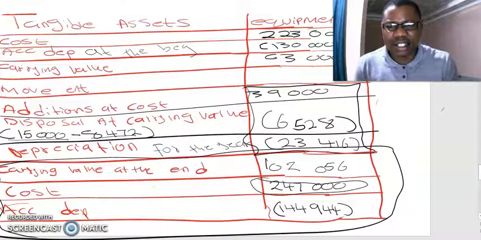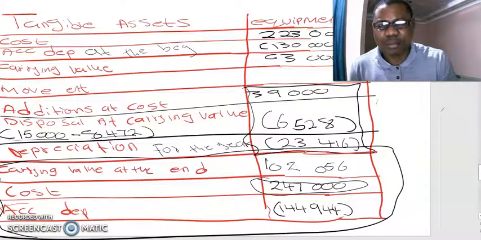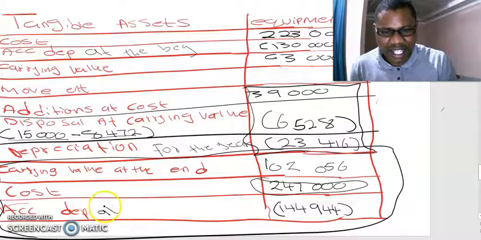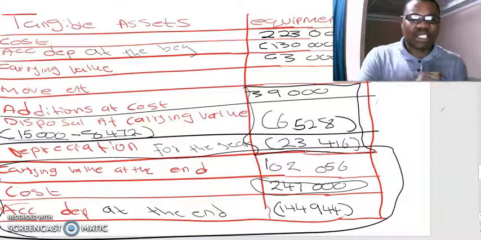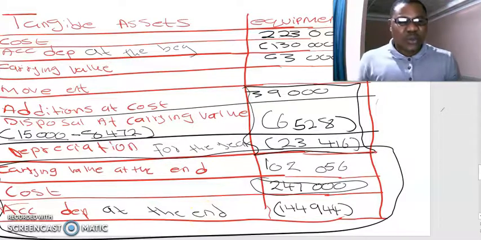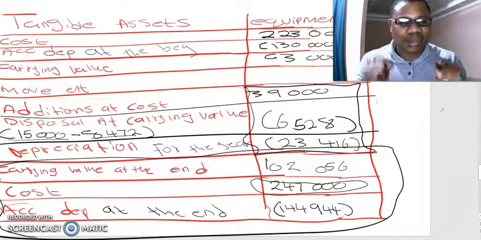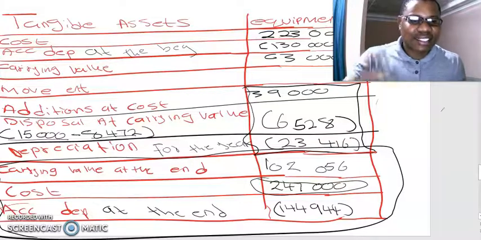Let me write it here that this is the accumulated depreciation at the end. Right. This accumulated depreciation at the end, then we will be done. Then what do we do? Accumulated depreciation always, guys, is in the bracket. You put that amount inside the brackets to show that this is a negative amount, guys.